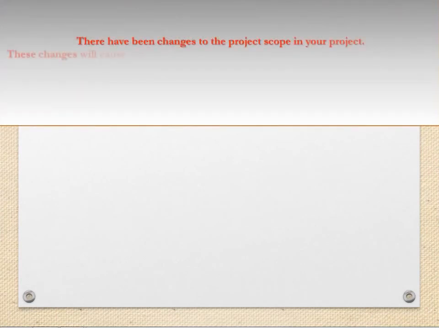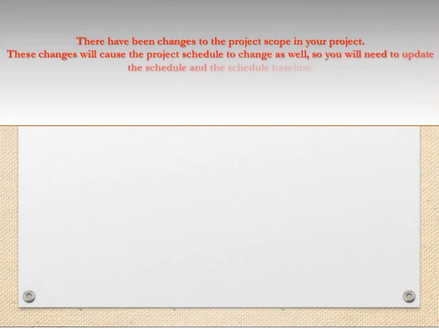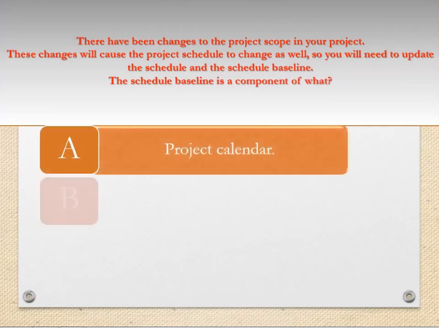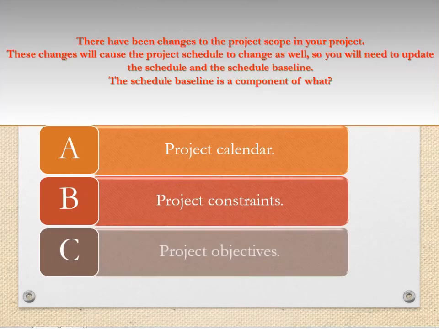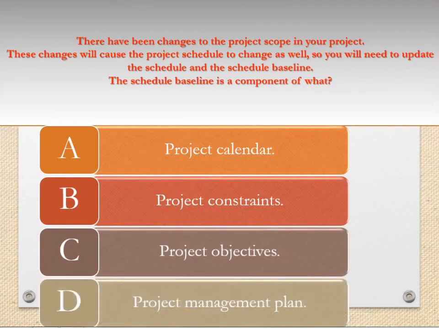Question. There have been changes to the project scope in your project. These changes will cause the project schedule to change as well, so you will need to update the schedule and the schedule baseline. The schedule baseline is a component of what? A. Project calendar. B. Project constraints. C. Project objectives. D. Project management plan.